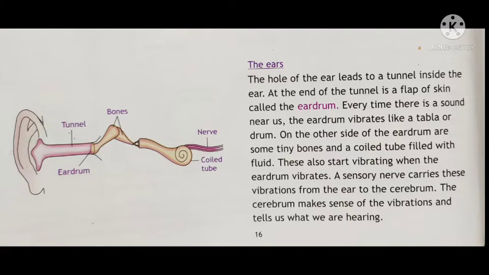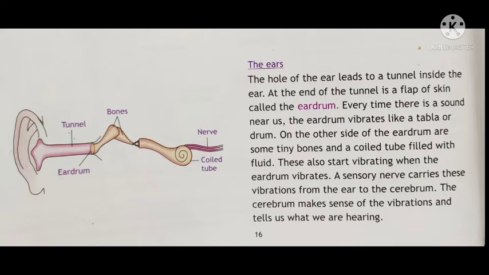First of all, whenever there is a sound, it hits our eardrum. Then the eardrum starts to vibrate like a tabla or any other kind of drum. On the other side of the eardrum, there are some tiny bones. You can see bones showing in this section, and these bones are attached to a fluid. Such fluid also starts to vibrate.